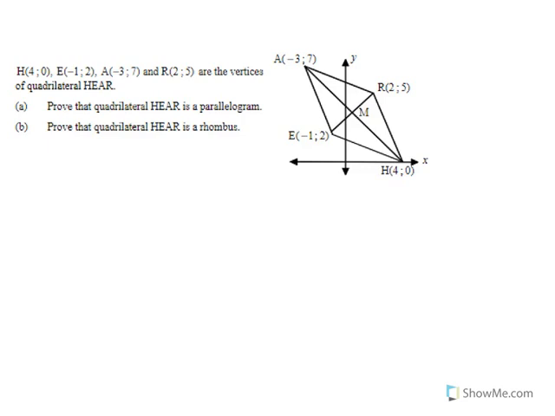You're given 4 points, H, E, A, and R, and their coordinates are described as well. And you're told that they are the vertices of a quadrilateral HEAR, drawn for you as well. Prove that quadrilateral HEAR is a parallelogram. And so, we know the properties of parallelograms.